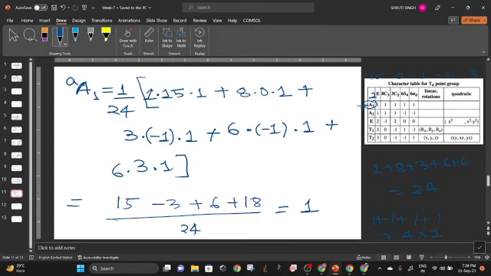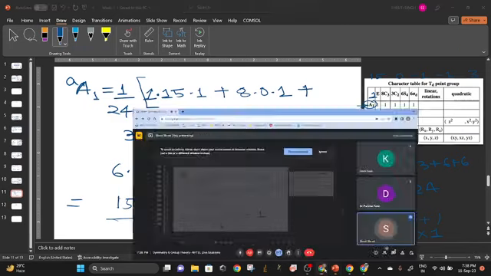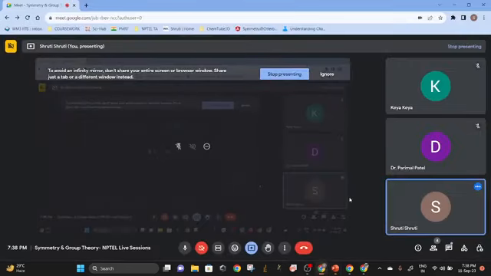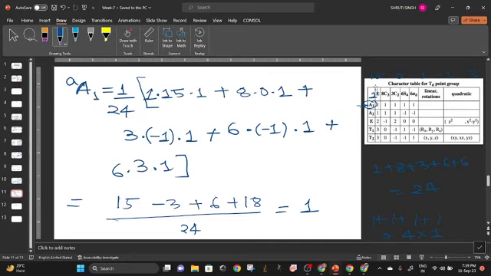The same thing we have to do for the other 4 irreducible representations. Do I need to do it or will you do it? You got the idea? Do it carefully because there are many chances of making mistakes in this.